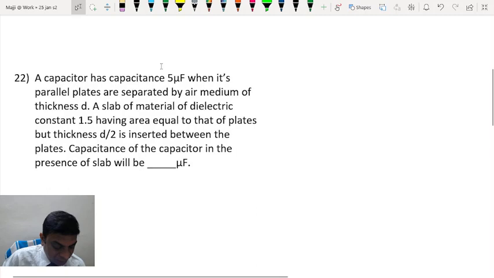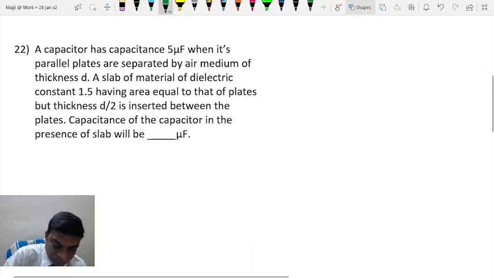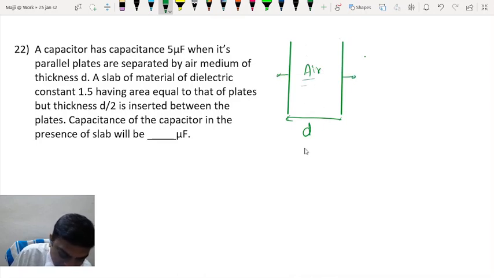Then moving on to the next question. A capacitor has capacitance of 5 microfarad when its parallel plates are separated by an air medium of thickness d. Let us draw the diagram. Separation between them is d. This is air as the medium between the plates. So the capacitance is given as 5 microfarad, which is actually A epsilon 0 by d.